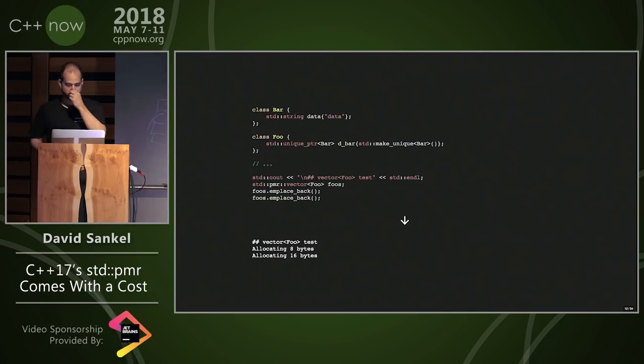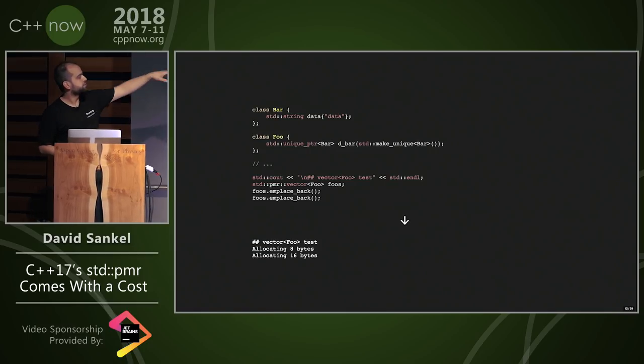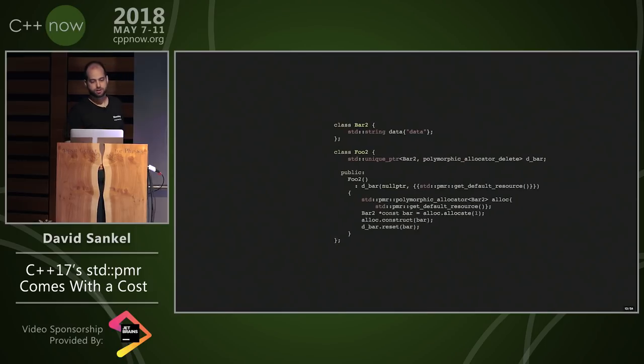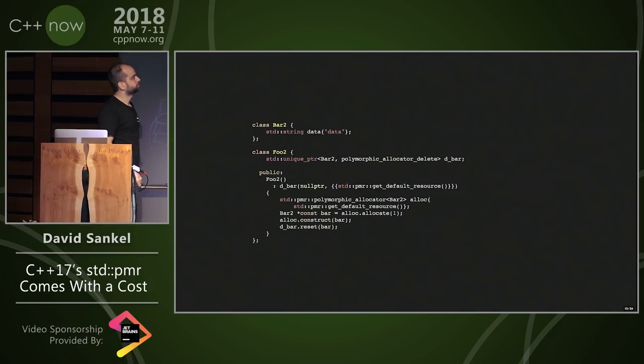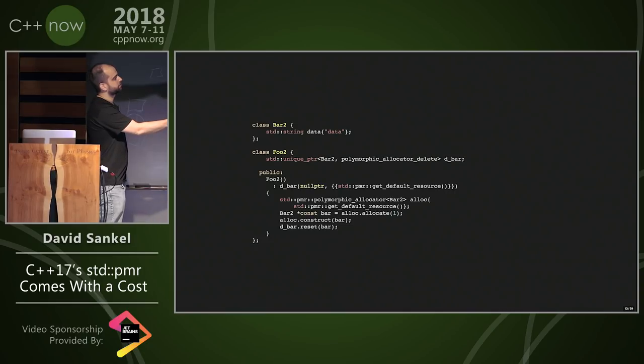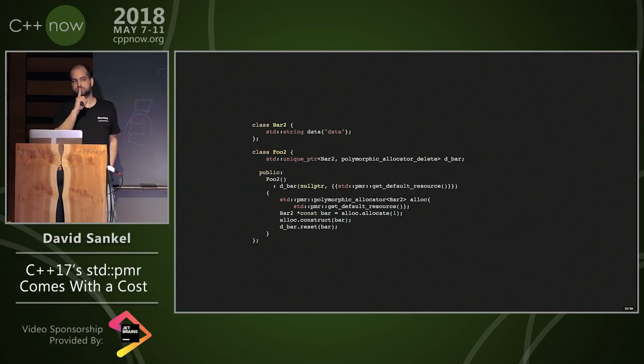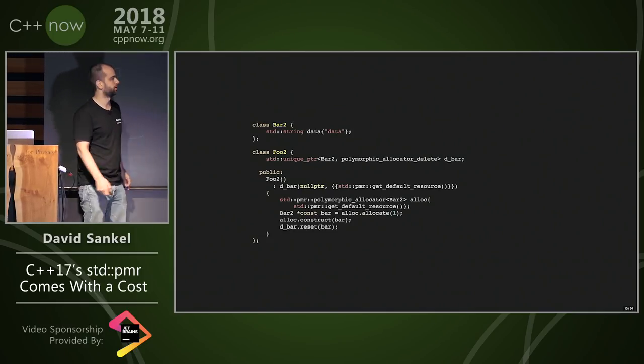So we want this foo and bar thing to start using the default allocator. The first thing to keep in mind is that we can't use a normal unique pointer if we want to use the special allocator for this. If we use a normal unique pointer, then we'd get undefined behavior. It's going to be a common theme through this talk: if you don't do the right thing, you get undefined behavior. That happens all the time when you're working with allocators. You have to do it exactly right.